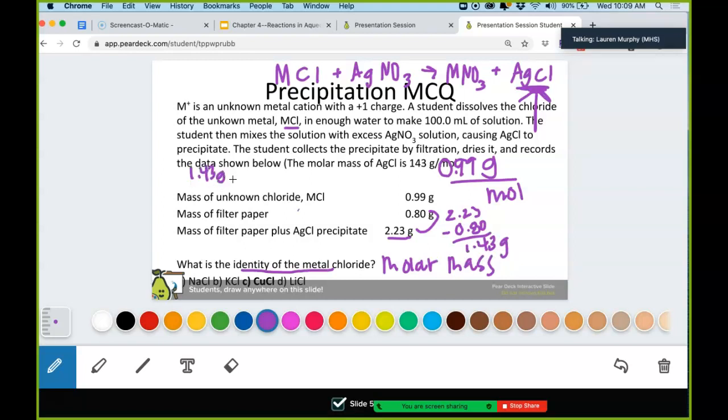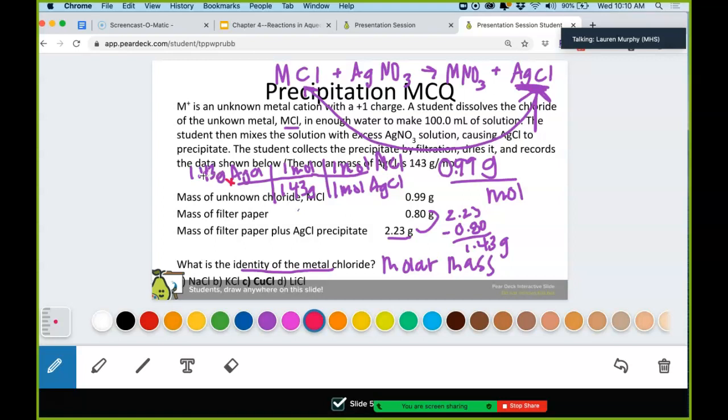1.43 grams of silver chloride precipitate, and they tell you its molar mass is 143 grams per mole. And for every 1 mole of silver chloride produced, 1 mole of metal chloride had to have reacted, right? This is stoichiometry. So here's what I do without a calculator because I'm not good with decimals.